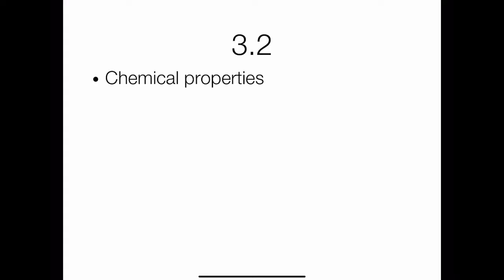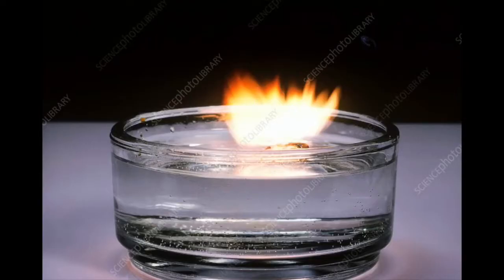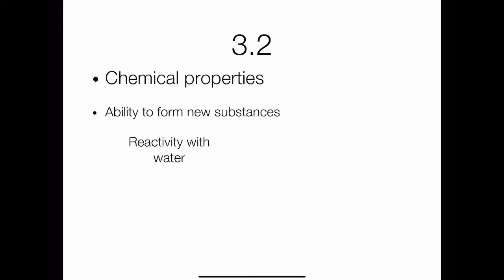Chemical properties. Chemical properties are a little bit different because we have to put substances through a test to determine whether or not they have chemical properties. So for example, does it react with water? If we take a sample of sodium and put it in a little container of water, does it react? If it does, then it's likely that it's sodium. If it doesn't, it's not what we thought it was.